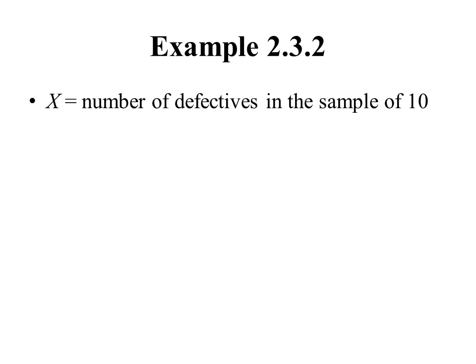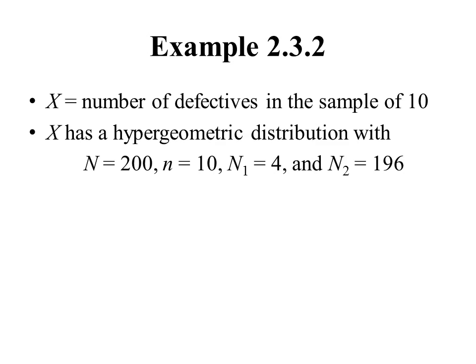First of all, let's define our random variable. Capital X is the number of defective transistors in the sample of 10. That's what we're really interested in, the number of defectives in our sample. So then X is a hypergeometric distribution. We've already identified that. Now we need to identify the values of its parameters.